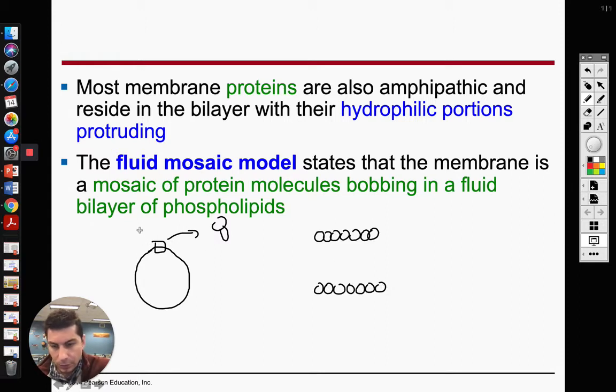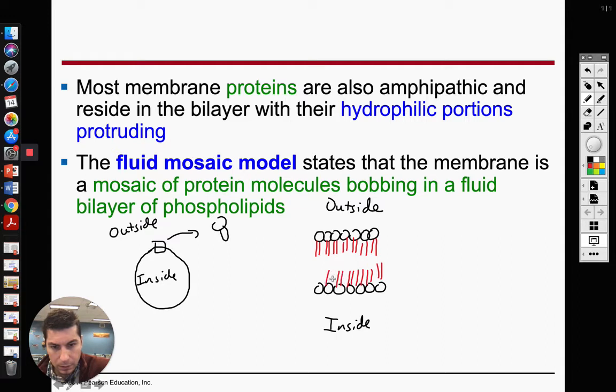Okay, so right here, this would be outside of the cell. And in here, obviously, would be inside of our cell. Inside. Outside. Let me put my fatty acid tails in here, two on each of our phosphates. Okay. This is what I meant when I said earlier, guys.